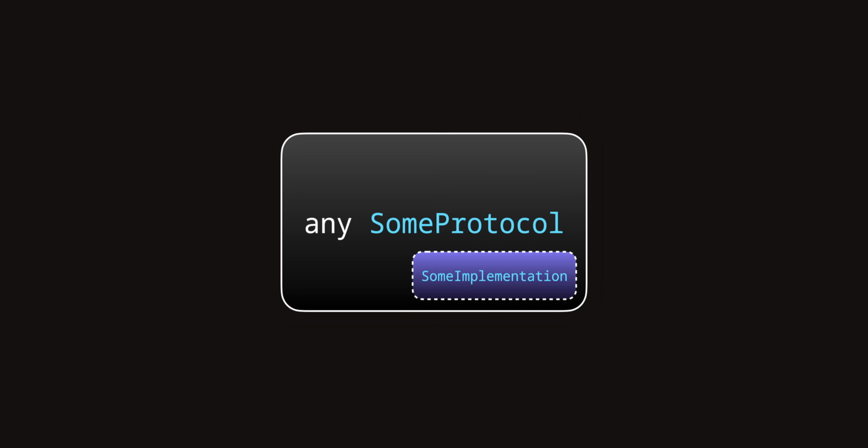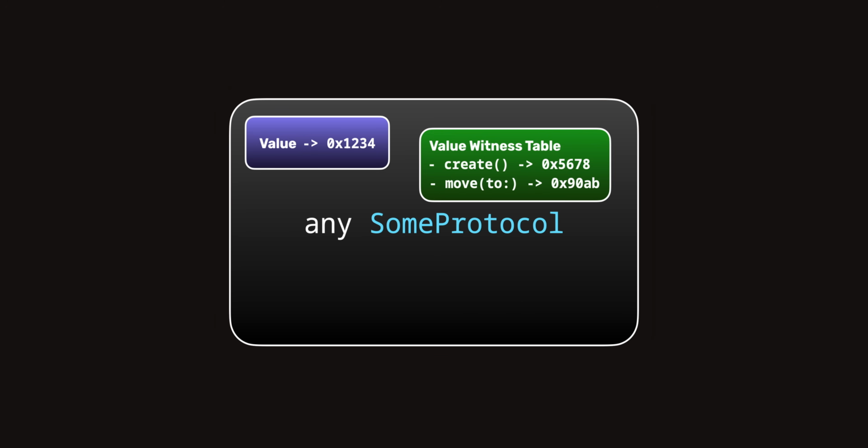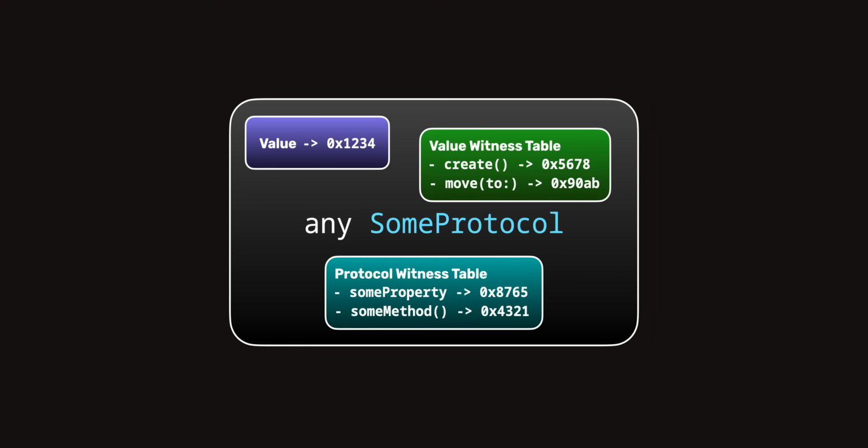The existential container has three key parts. First is the conforming value, or perhaps more often just a pointer to the object on the heap. Second is the value witness table. It's not very important right now, because it's basically just a set of functions that help manage the value: create, move, or destroy it. But third is the most crucial part. It's called the protocol witness table, and it contains the addresses of the properties and methods that satisfy protocol requirements.